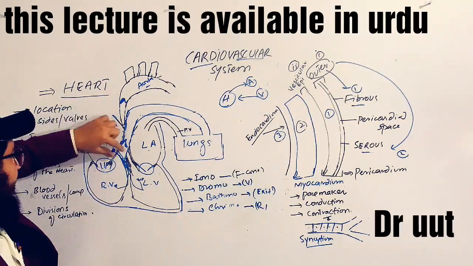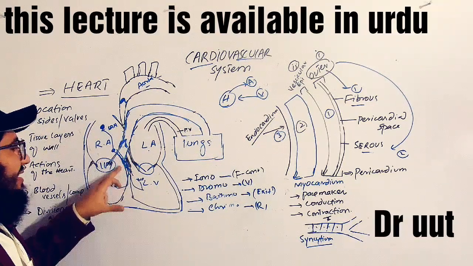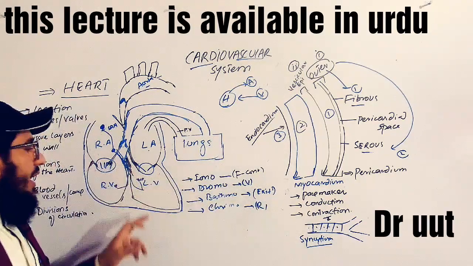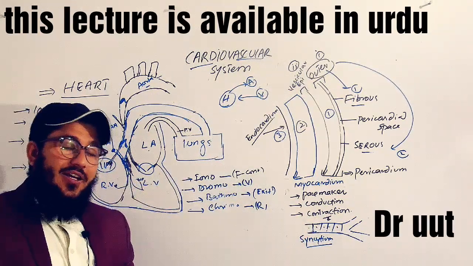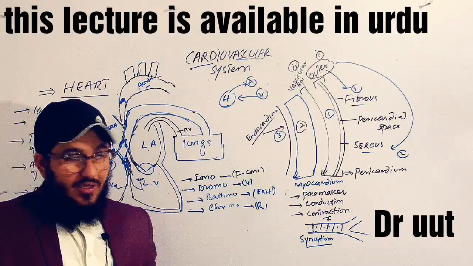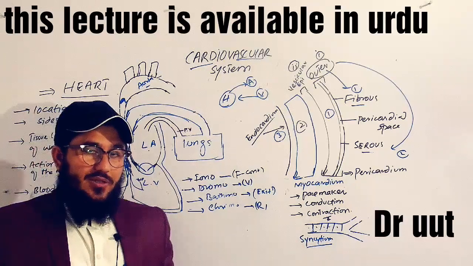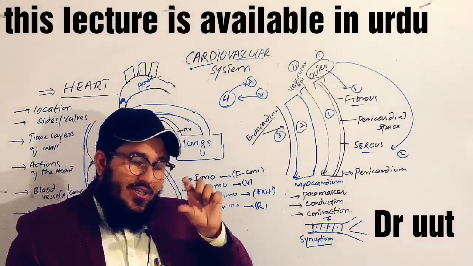Now this impulse will be carried by some other cells known as conduction cells. And then at the end, these conduction cells will bring that impulse to the muscles which are supposed to do the contraction. Then they are given the name contraction cells. Now these contraction cells are doing the contraction as it is a muscle.